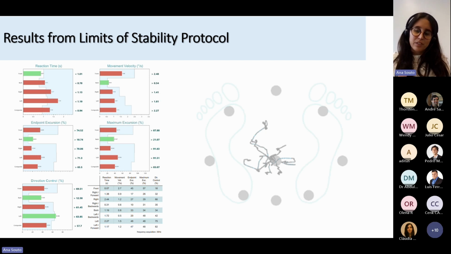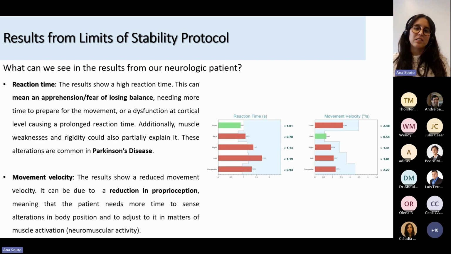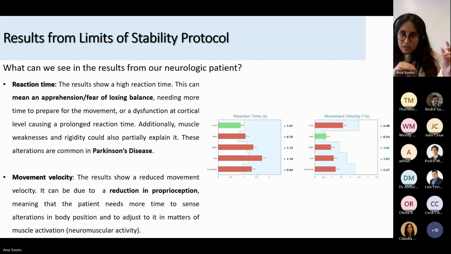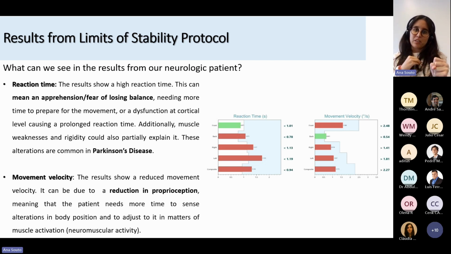Okay, but we have objective parameters that we can analyze regarding the movement characteristics. So let's see what we have. Reaction time is very easy to understand. I said that the protocol starts with the target changing colors, and with a beep signal for the patient to start the movement. So the reaction time is the time between the color changing to red and the person starting the movement.